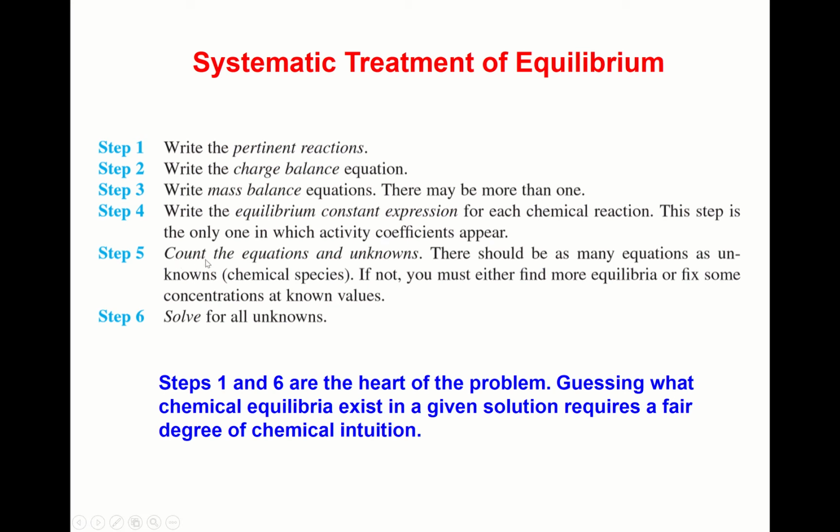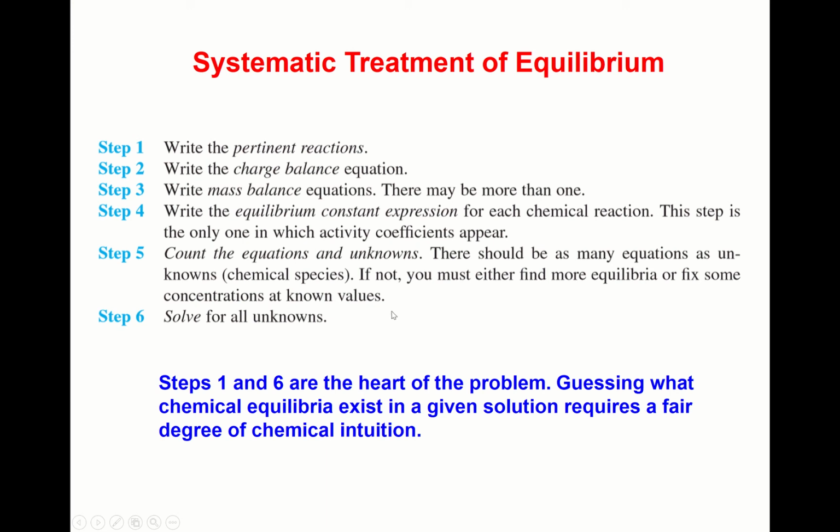The next step is to count the equations and unknowns. As I mentioned in the previous lecture, the solution is only one, so all the problems are bound to be solved. That means the number of equations is the same as the number of unknowns, so there is only one solution. There should be as many equations as unknown chemical species. If not, you must either find more equilibria or fix some concentrations at known values.